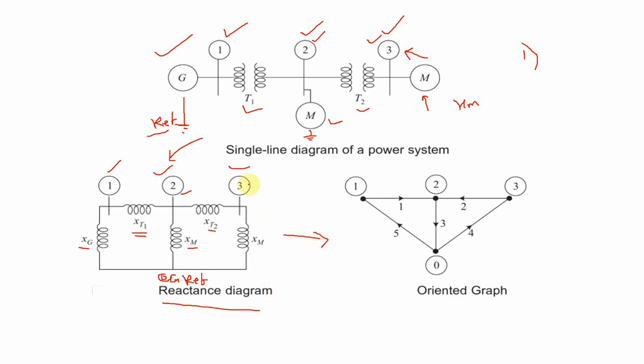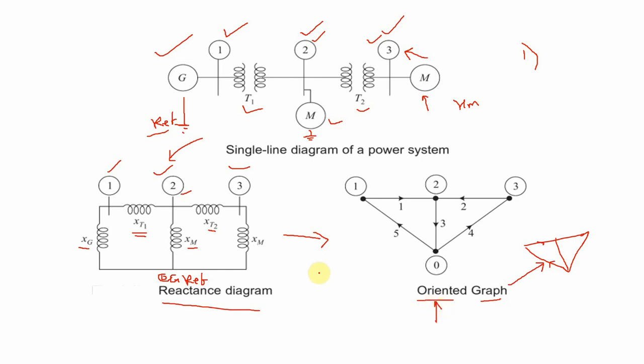step is, once you formulate this reactance diagram, then replace this reactance diagram with the graph, that is called the oriented graph. Graph is different, oriented graph is different, right? Graph means only the lines. Suppose I draw a diagram like this, so it is called a graph. And when I assign some directions to particular branches, then it is called an oriented graph, right?